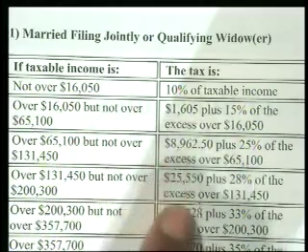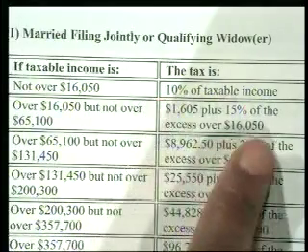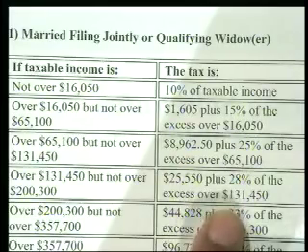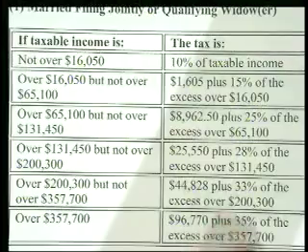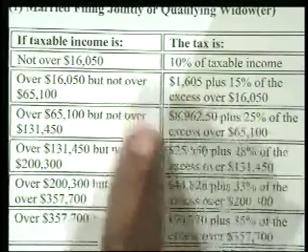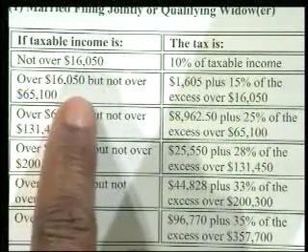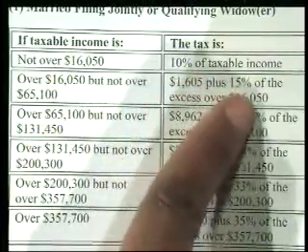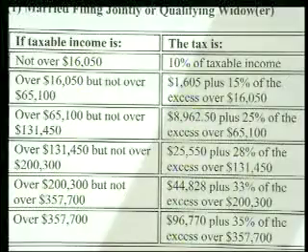And so these are your tax rates. You know, you could be in the 10% bracket, the 15% bracket, the 25% bracket, the 28% bracket, the 33% bracket, and the 35% bracket. And the way it works is that your first $16,000 is taxed at 10%. The next amount of income, between 16 and 65, is going to be taxed at 15%, and so forth and so on. So that's kind of to show you how those tax rate schedules work.